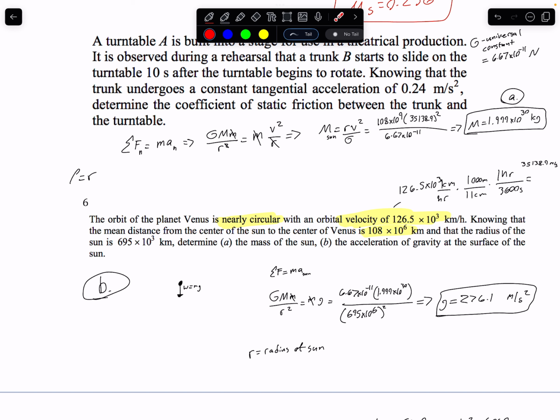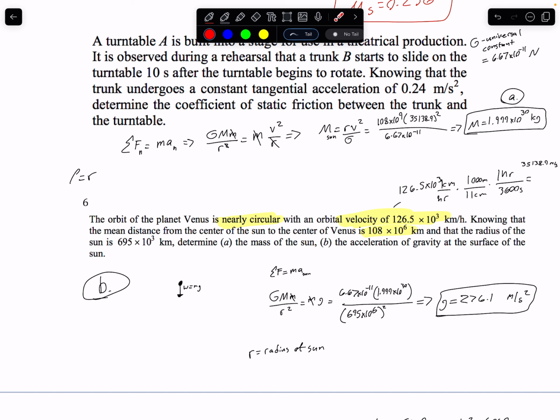And then for question number 6, we have the orbit of the planet Venus. It's nearly circular, so we're just going to call it circular. And yes, things do change a little bit with circular versus non-circular, but we're just assuming. And we're given a velocity and distance from the sun, from the center of the sun, which is important rather than just from the surface. And then we also have the radius of the sun.